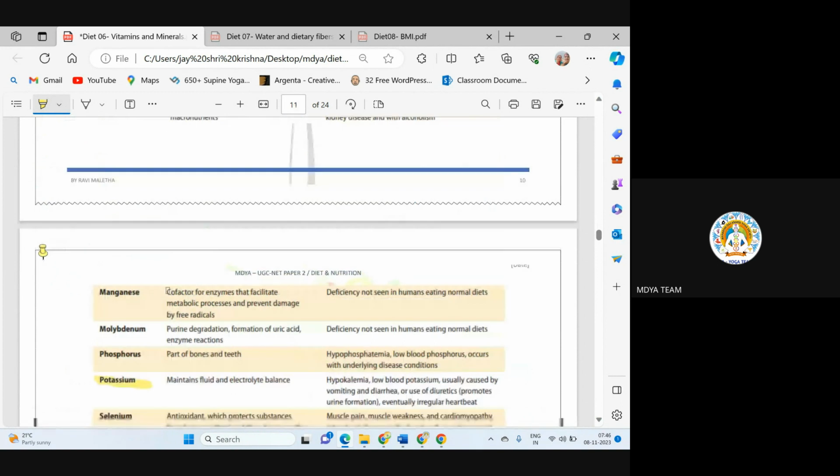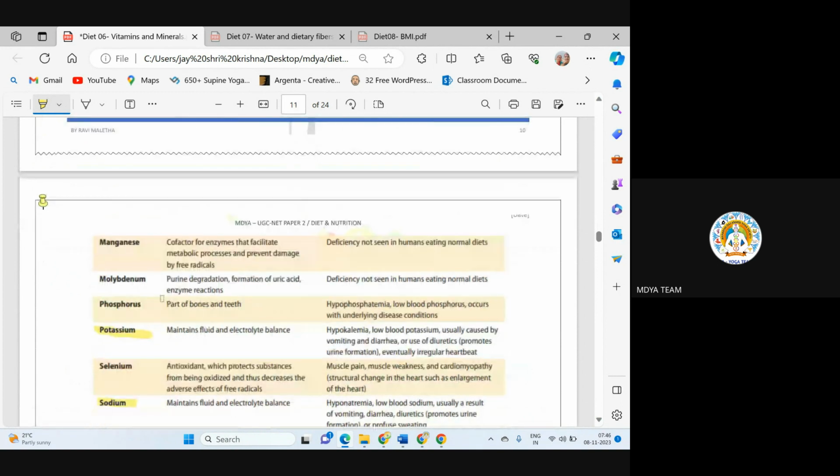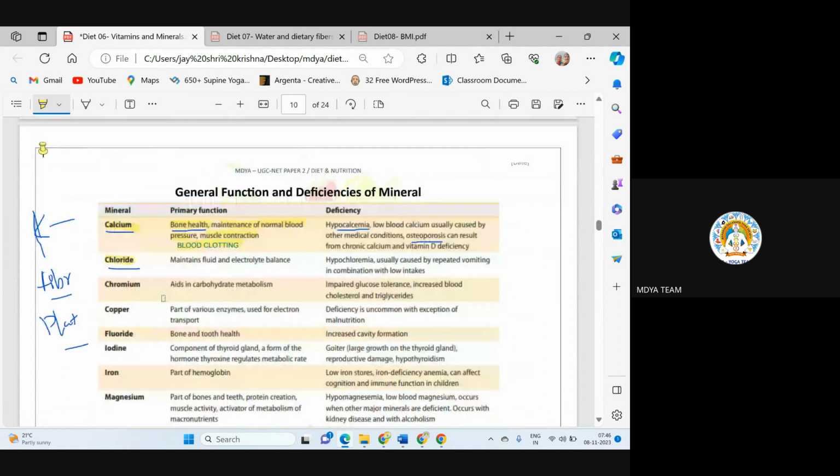Okay, this we all know, but these sodium, potassium, and chloride maintain fluid and electrolyte balance. Fluid and electrolyte balance.